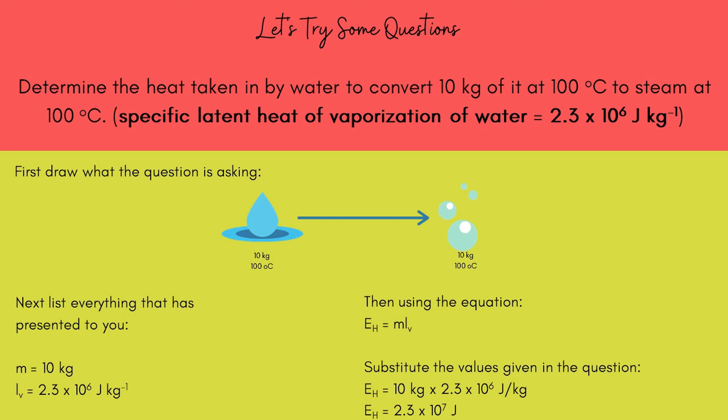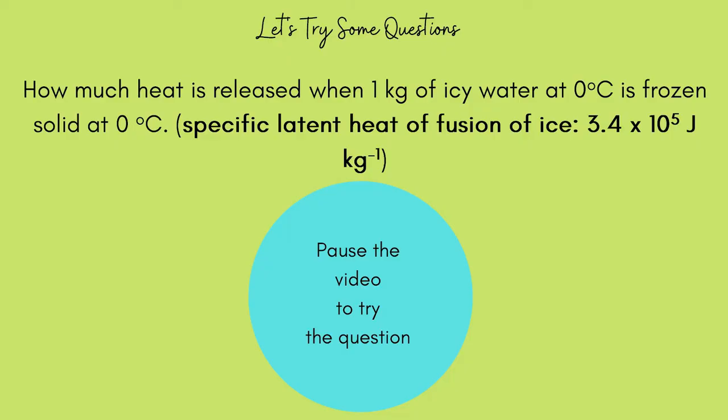Hope you got it. Alright, here's another question. How much heat is released when 1 kilogram of icy water at 0 degrees Celsius is frozen solid at 0 degrees Celsius? So there's no temperature change once again, since we're dealing with latent heat. And so we have the specific latent heat of fusion of ice is 3.4 times 10 to the 5 joules per kilogram. Note well that the number has changed because we're dealing with liquid to a solid, which deals with fusion. Pause the video to try the question.